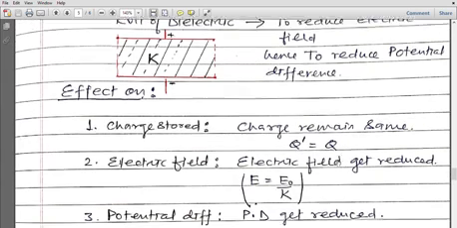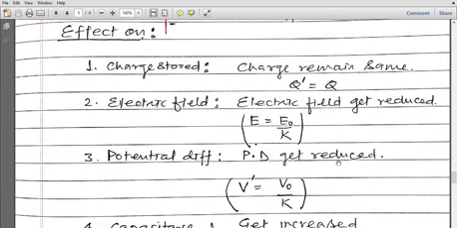Second thing, the effect on electric field and potential. So electric field gets reduced. We are taking the entire region, the whole gap filled with dielectric, then electric field is equal to E0 by K. If we take a particular thickness, then you will have to calculate separately, and that will be E0 by d minus t plus t upon K. Potential difference gets reduced. V dash is equal to V0 upon K.